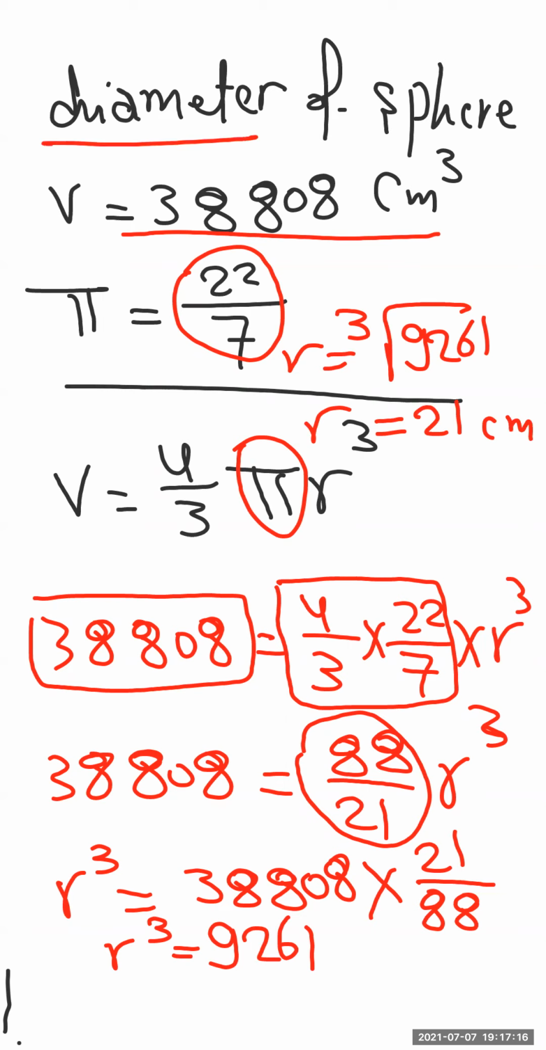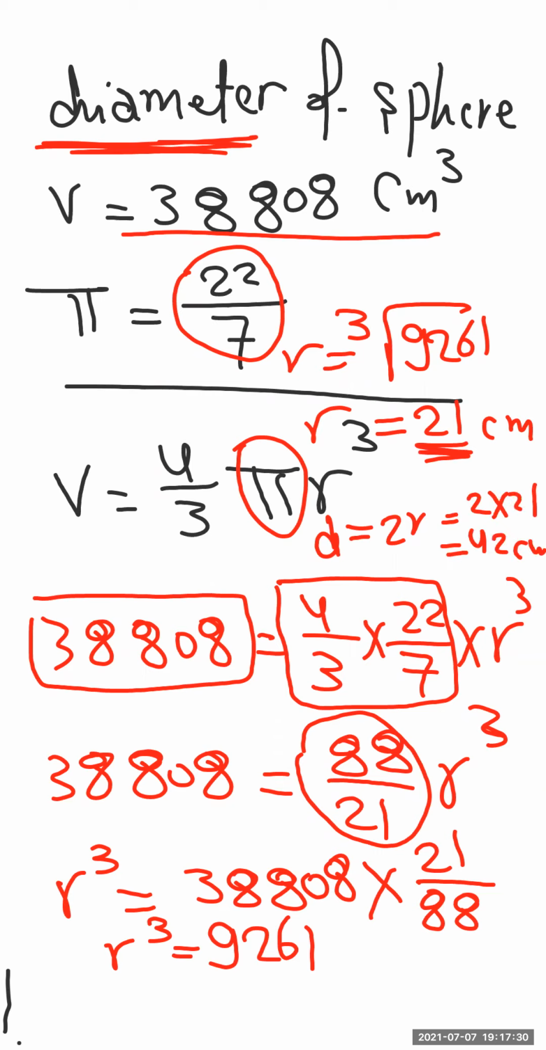But here in the question, I wanted to get the diameter. I told you diameter is twice the radius. So diameter will equal 2r, which is equal to 2 times 21, so equal 42 centimeters. Okay, guys, hopefully all of you understand this point.